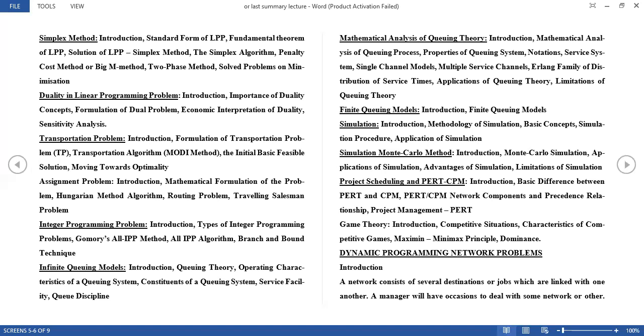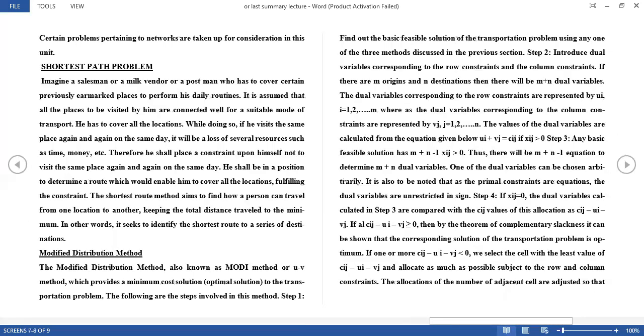Then infinite queuing theory and mathematical analysis of queuing theory, the finite queuing model, simulation and the Monte Carlo method, project scheduling, PERT and CPM, and also dynamic network problems. And we have also gone through advanced linear programming, in which the whole system of linear programming is converted into matrix form, and then we find its solution.